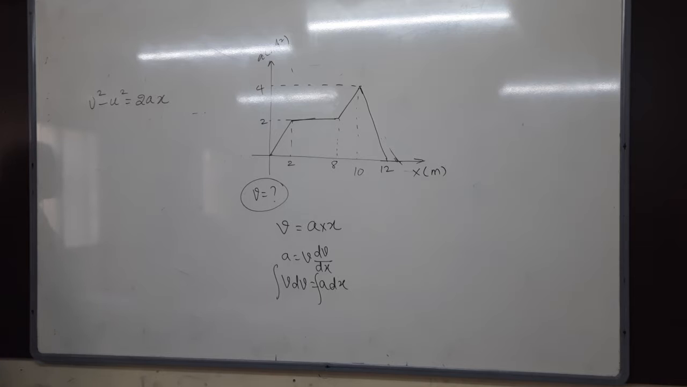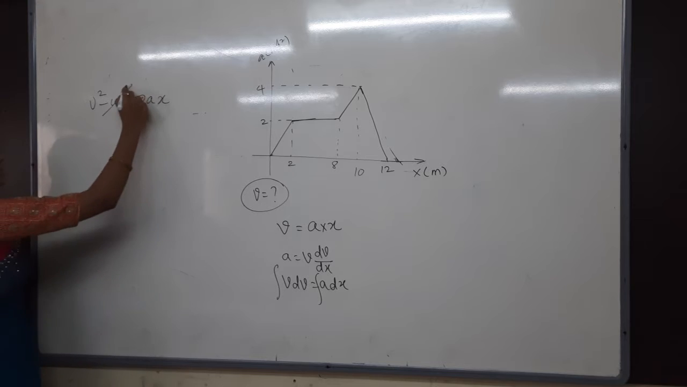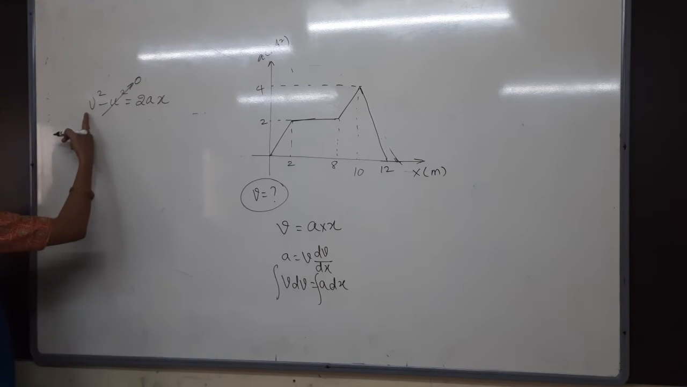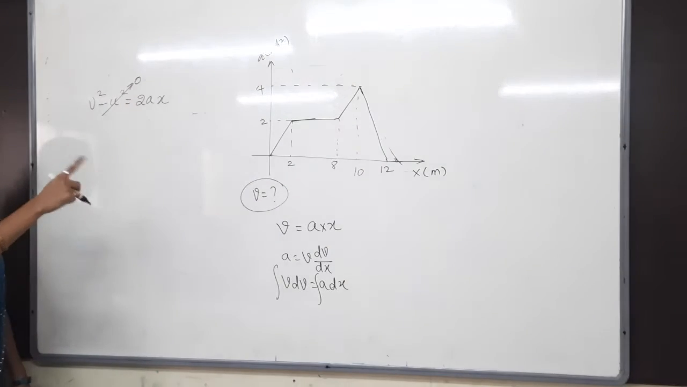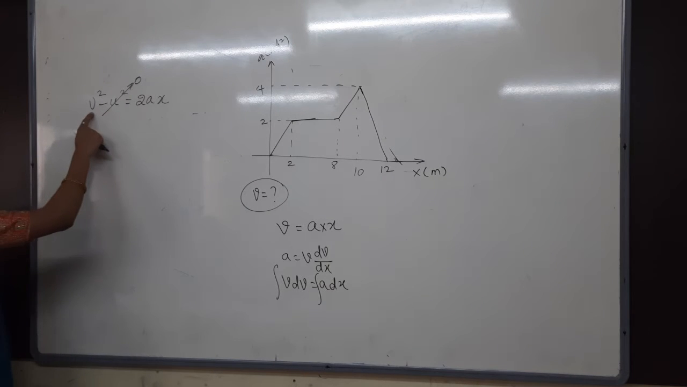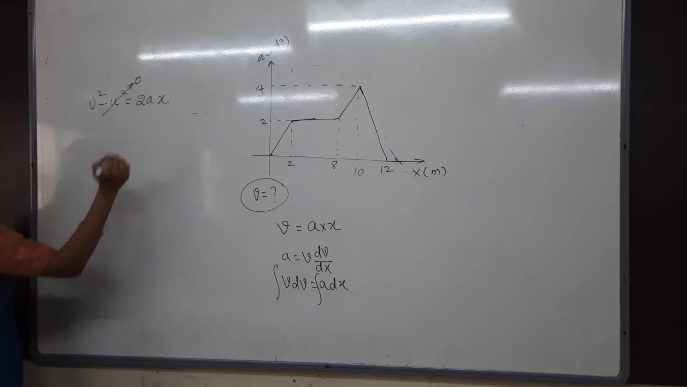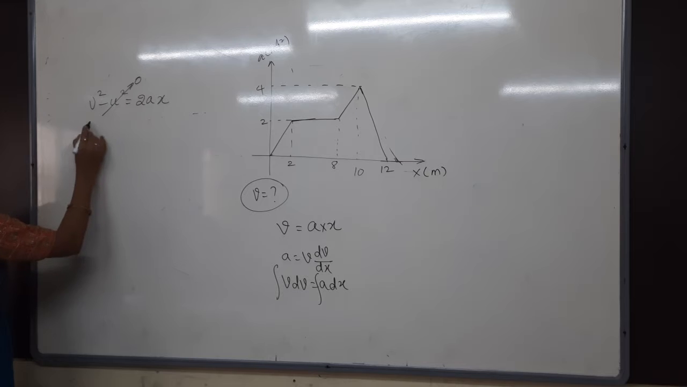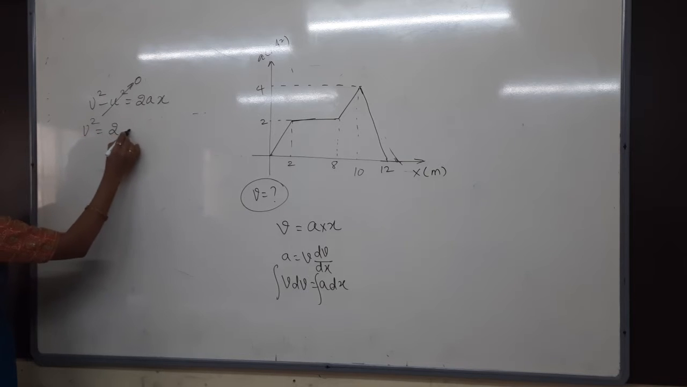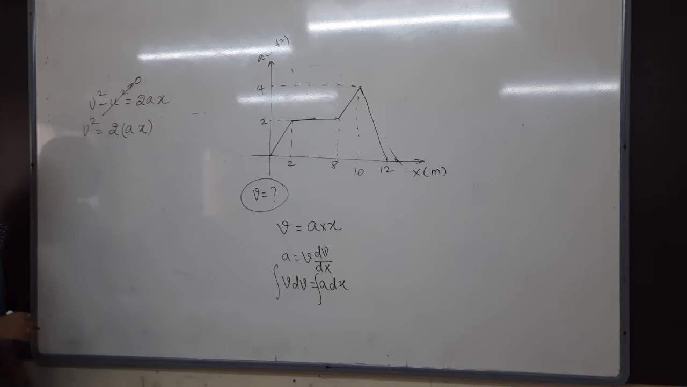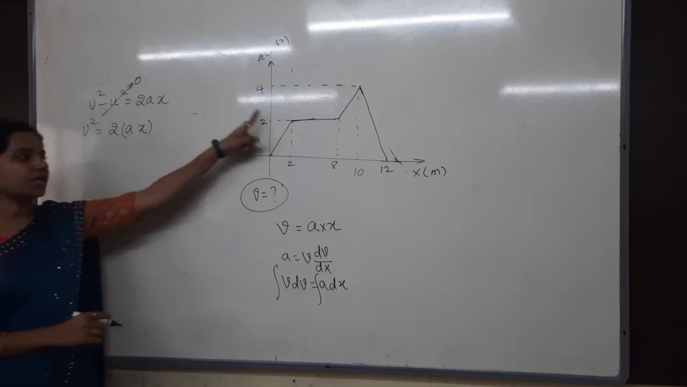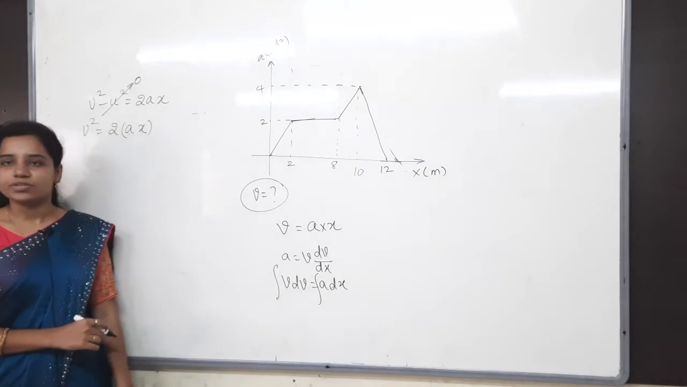Shall I take this one? They said clearly that the particle is starting from rest. U is equal to how much? 0. And for V, we will check and see whether we get the correct answer or not. So first of all we will check this one. V square minus U square equals 2AX. Then V square is equal to 2 into A into X. A into X for this graph is nothing but the area of the graph.